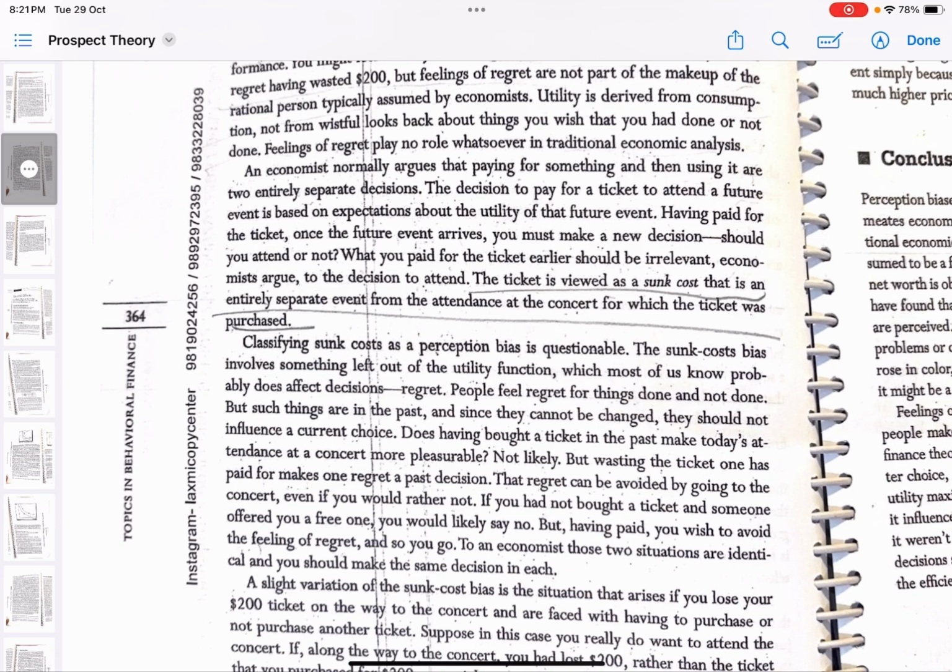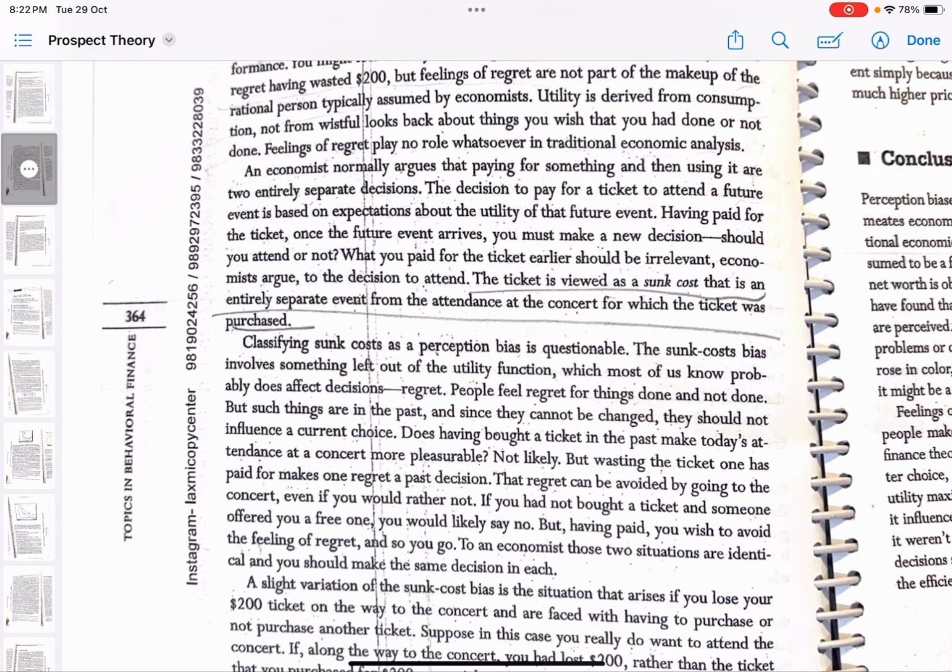Utility is derived from consumption, not from a wistful look back at things you wish you had done or not done. Feelings of regret play no role whatsoever in traditional economic analysis. An economist normally argues that paying for something and then using it are two entirely different decisions. The decision to pay for a ticket to attend a future event is based on expectations about the utility of that future event. Having paid for the ticket, once the future event arrives, you must make a new decision. Should you go or should you not go? What you paid for the ticket earlier should be irrelevant, economists argue, to the decision to attend.